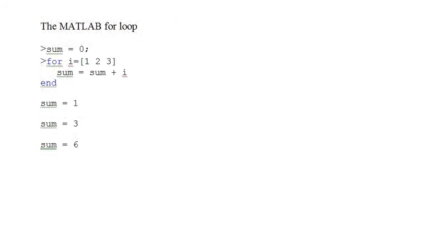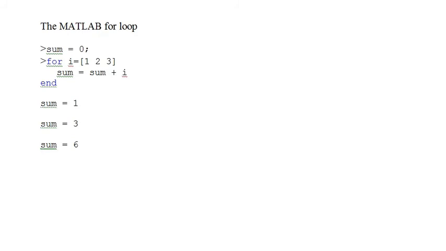MATLAB commands in a program are executed one after another going down the page, with a for loop being used to execute a set of commands multiple times. The for loop begins with a for command, which consists of a for, followed by an index variable, followed by an equal sign, followed by a list of values, the for list.